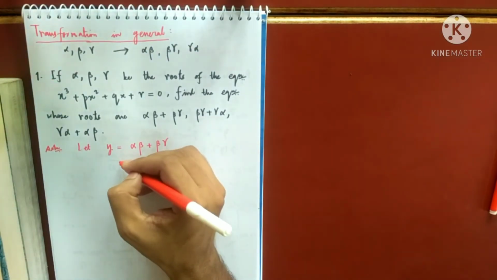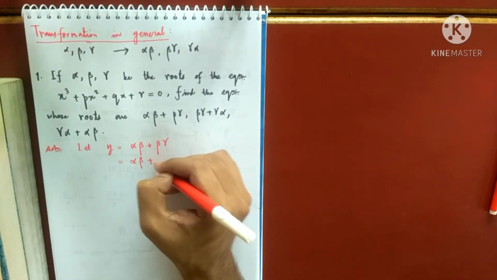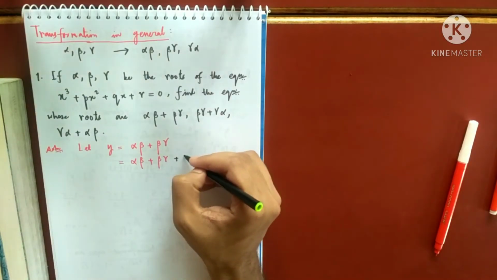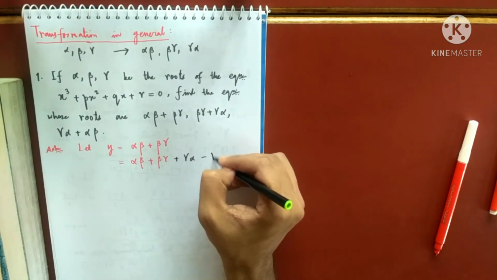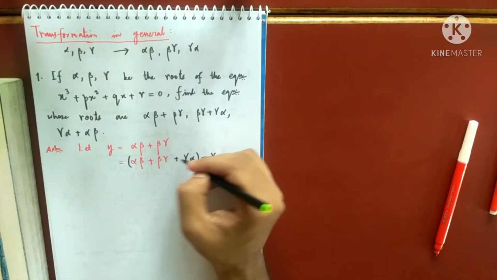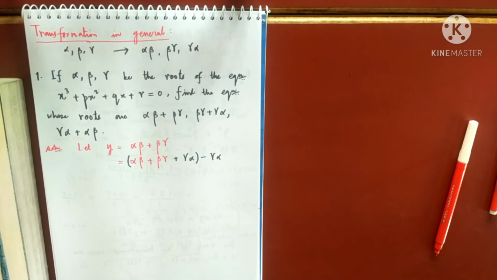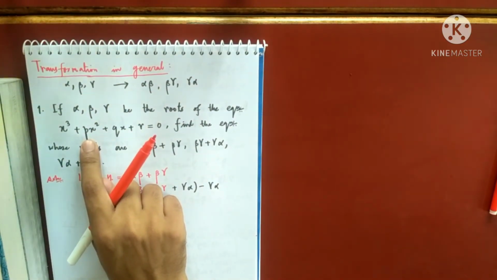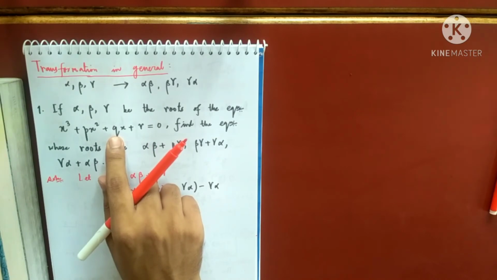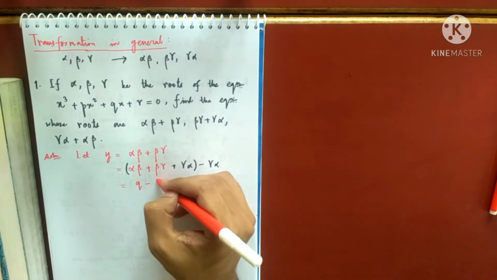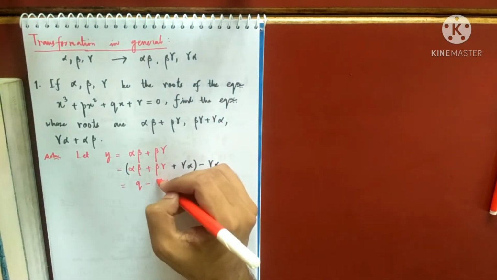Now what is the first thing that I can see? Alpha beta plus beta gamma. So I will add gamma alpha and I'll subtract gamma alpha. I can do that, adding and subtracting. But why am I doing this? Because I know a relation between these three. What is alpha beta plus beta gamma plus gamma alpha? We know the relation between roots and coefficients, right? So alpha plus beta plus gamma is minus p, whereas alpha beta plus beta gamma plus gamma alpha is q. So this is nothing but q. Did you understand my point up to here? This is gamma, okay?